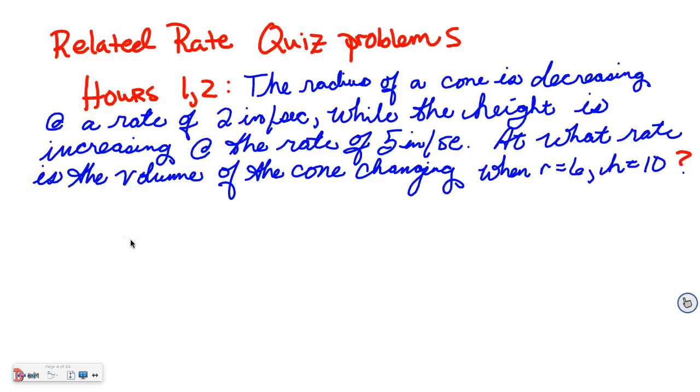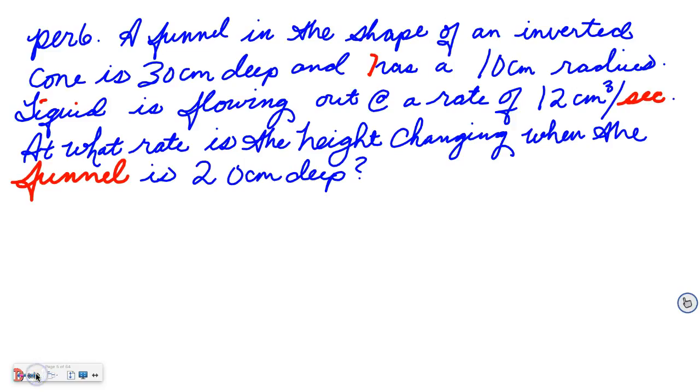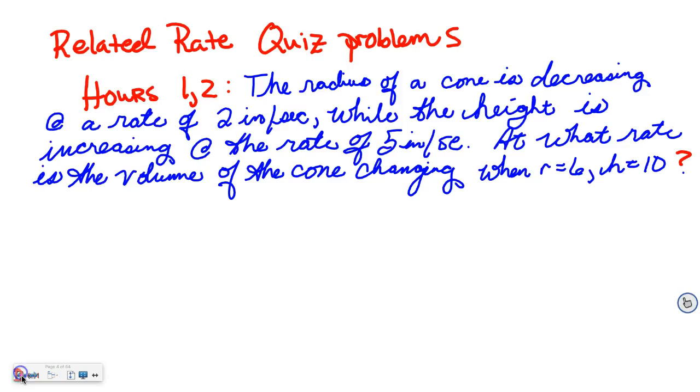These will be the related rate problem on your last quiz, and hours 1 and 2 had this one, and hour 6 had this one. I would suggest you watch both of them, the one you had so you can fix it if there were mistakes, and the other one just in case that's the kind you get on the test.